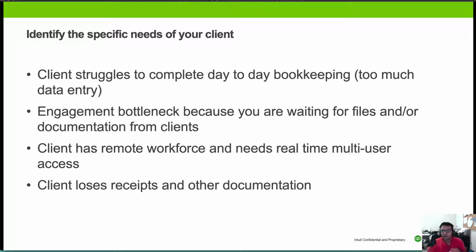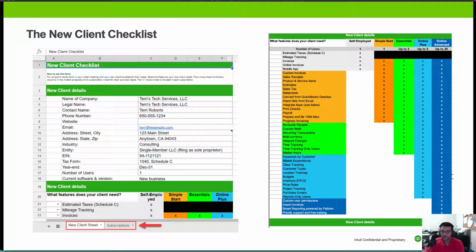So you want to know what it is about the old accountant, or even the current accountant if it's an existing client. Where was the bottleneck? Where did you spend too much time waiting for the next person to do the next thing? Now, if a client has a remote workforce and they want real-time multi-user access, where people are not waiting for one person to log out so the next person can log in, QuickBooks Online is a great tool for that. And if the client tends to lose receipts and documentation, with a phone app, you can take pictures of that stuff and upload it to QuickBooks Online right away.